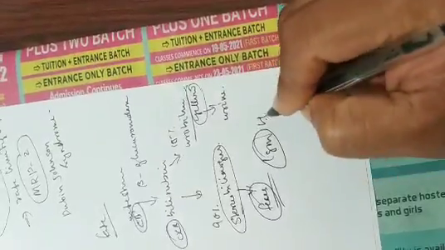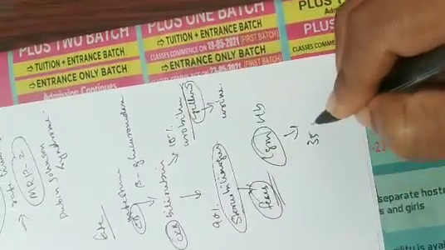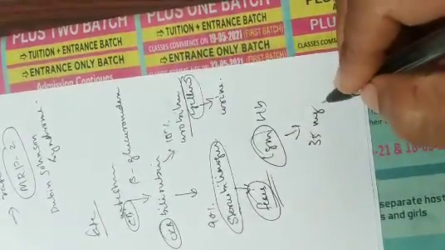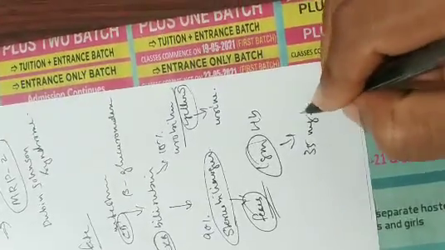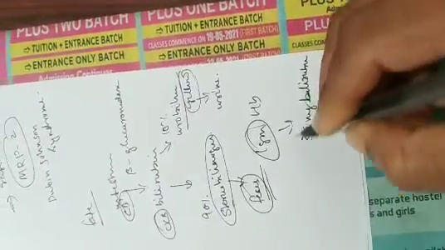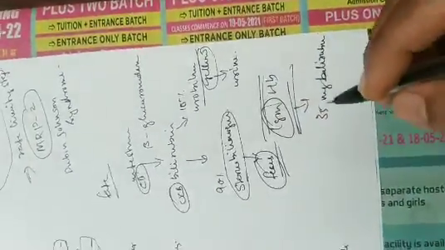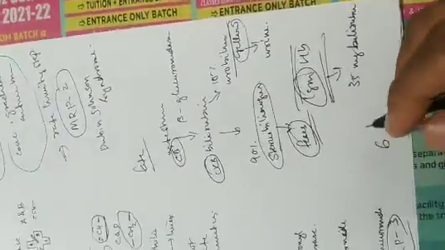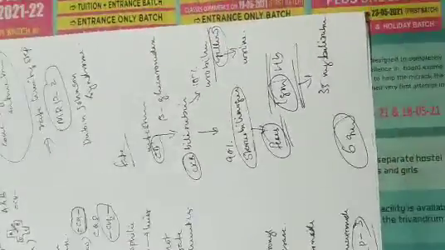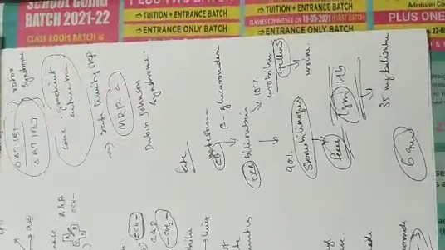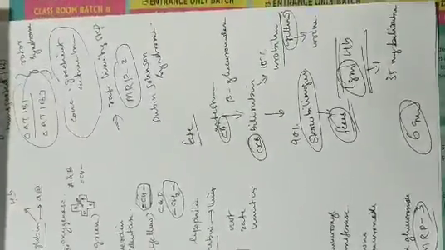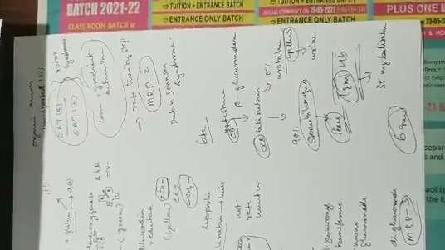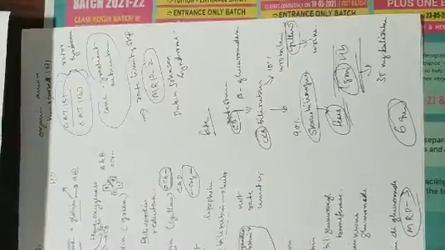1 gram of hemoglobin normally produces 35 milligram of bilirubin. 1 gram of hemoglobin approximately produces 35 milligram of bilirubin. Daily approximately 6 gram of hemoglobin is produced as well as degraded by body. Okay, this is all about the metabolism of bilirubin. Okay, thank you.